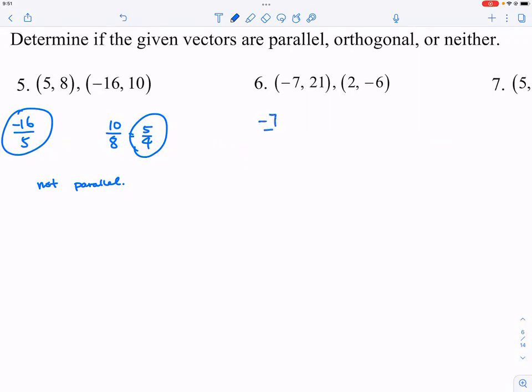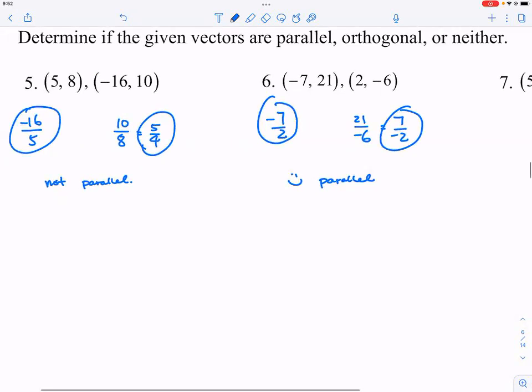So negative 7 over 2. It's negative 7 over 2. 21 over negative 6 is 7 over negative 2. Well, then they are the same thing. So yes, they are parallel. Okay. So you're just looking at the scale factor to see if they're proportional to each other.